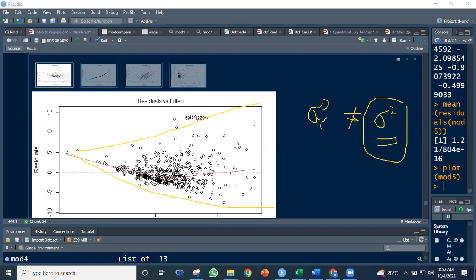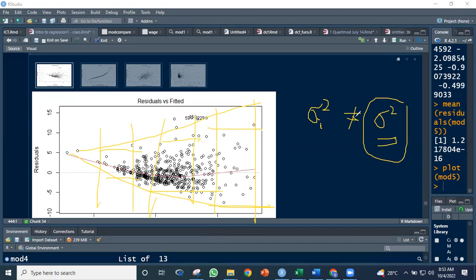Ito, yung sigma squared natin sub i, no? Ibig sabihin, it's dependent on the predicted values. Kasi dito sa point na to, at this point, yung average natin ng variance, diba? Pagdating sa point na to, diba yung average variance natin, ang laki na. Dito, at this point, nagko-congregate yung residuals natin.